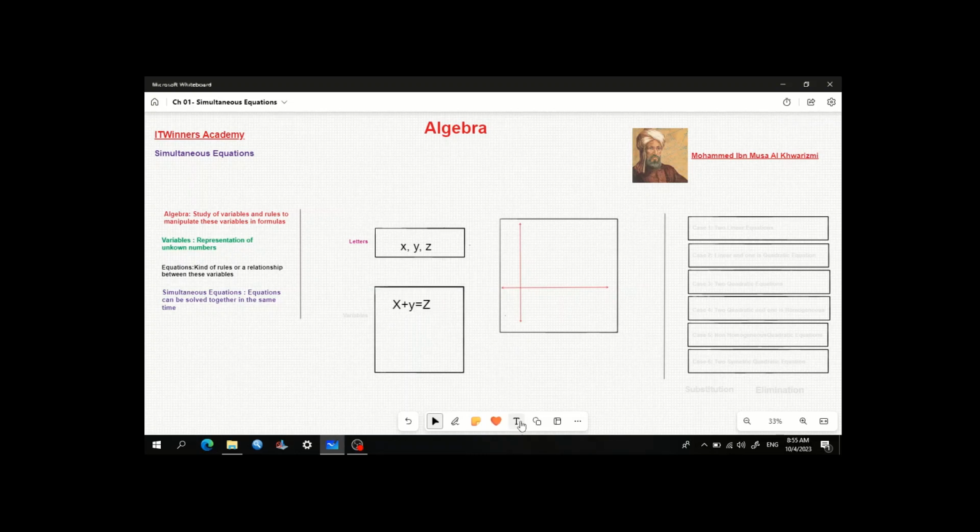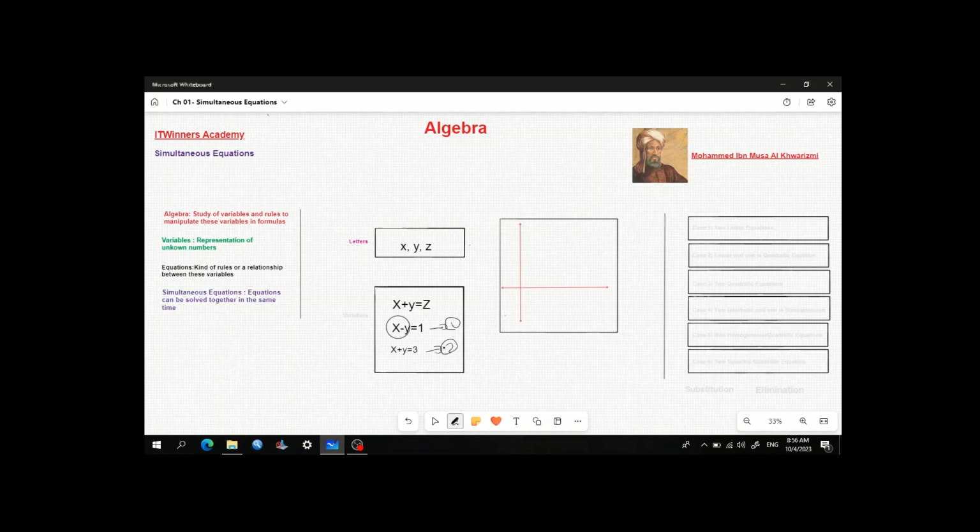Okay, so let me write that. If I write x minus y equal to 1, and x plus y equal to 3, now I have two relations between x and y, so I can say that this is the first relation, and this is the second relation between x and y.